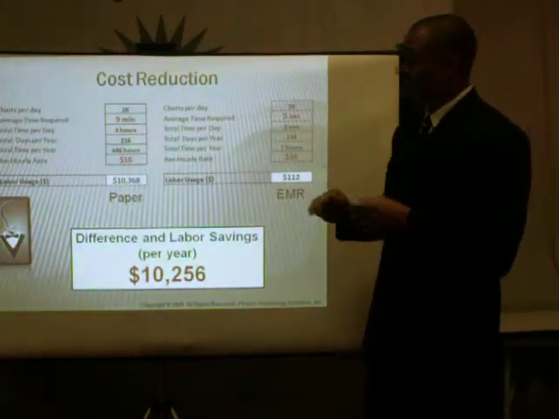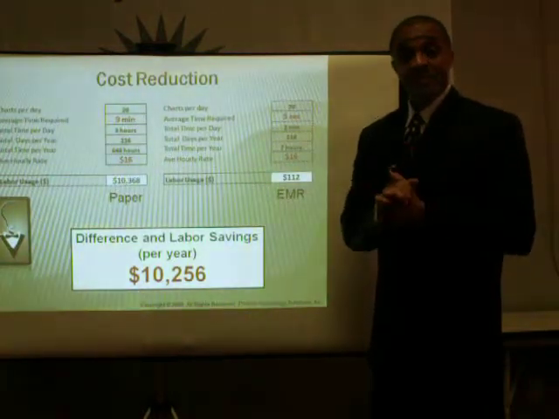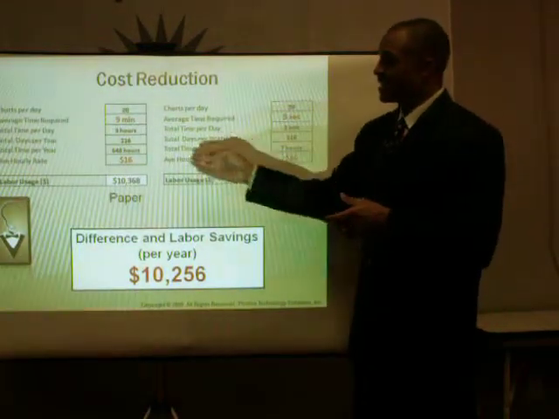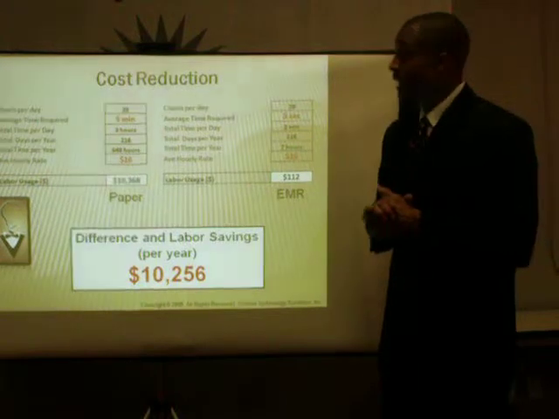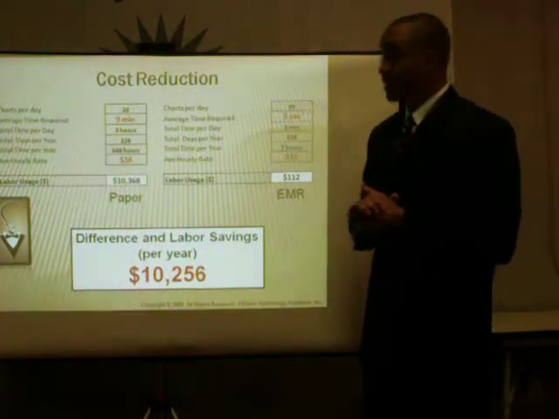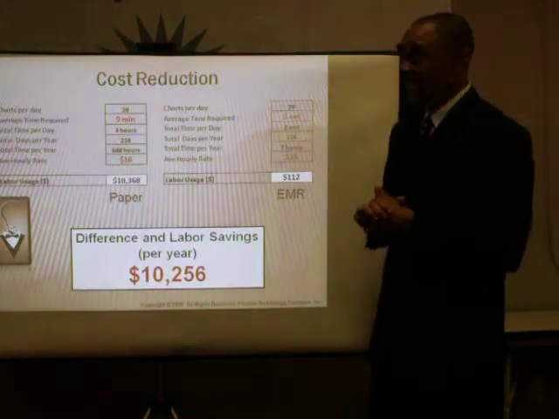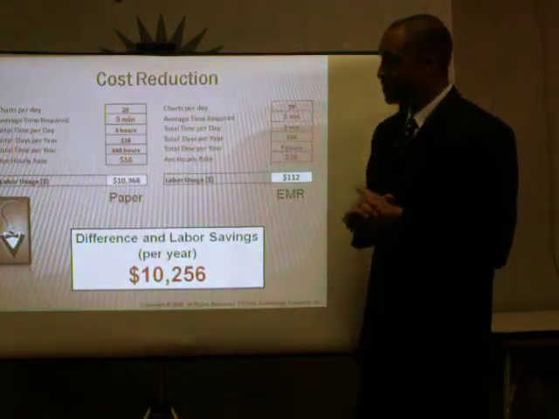In this particular practice, the average hourly rate of the front desk people in the medical systems is $16 an hour. This is not the doctor. $16 an hour. Now, in this particular practice, they had about 35,000 charts. And they said it took them about 9 minutes to pull a chart. So the question was asked, how many charts do you pull a day? They said about 33. We use 20 to be conservative.